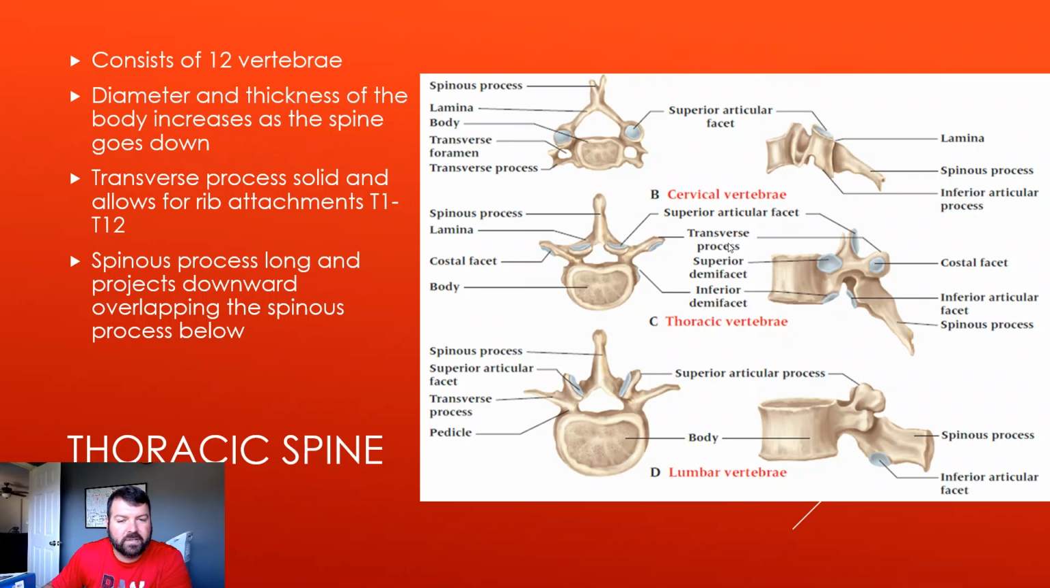All right, thoracic. Here's a better picture of it. You can see the size of the cervical, the thoracic is a little bigger, and then the lumbar are substantially larger. There are 12 thoracic vertebrae, and they increase in size as they get farther down. You also notice the spinous process from the cervical to the thoracic gets much larger, sticks down a lot farther, and overlaps the vertebra underneath it.